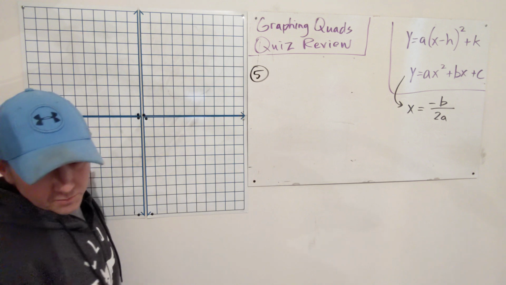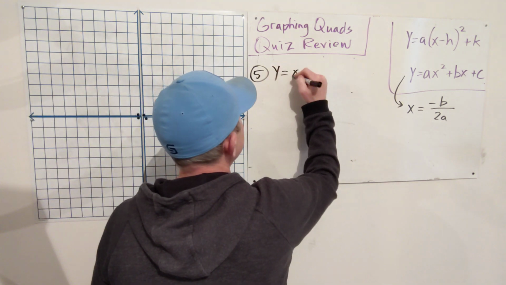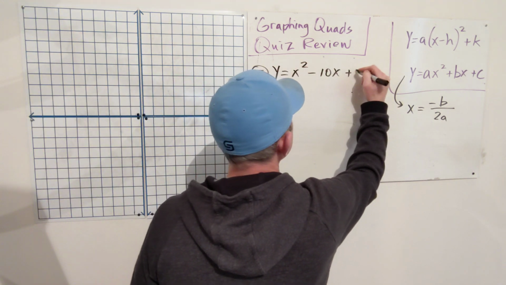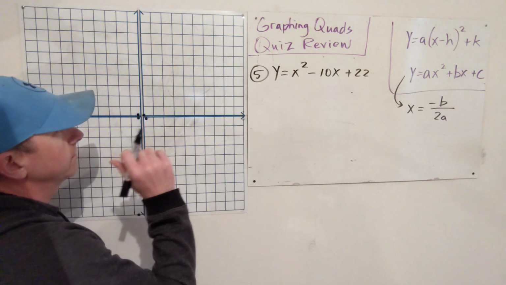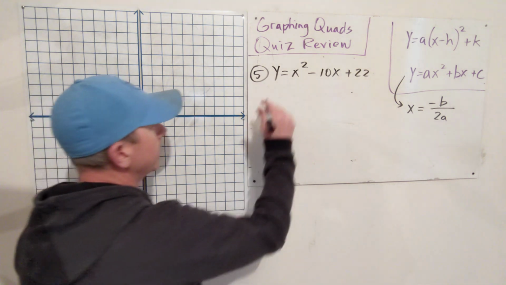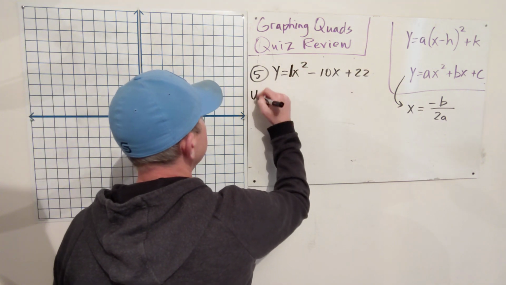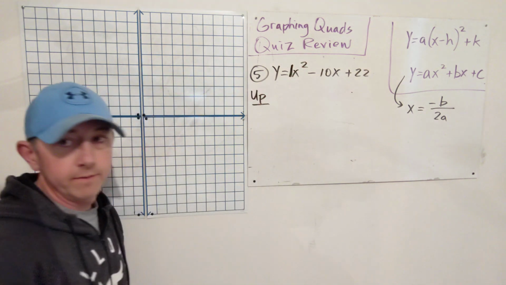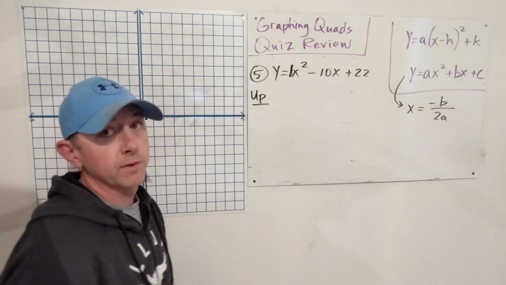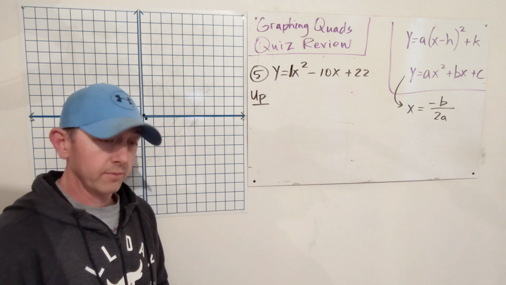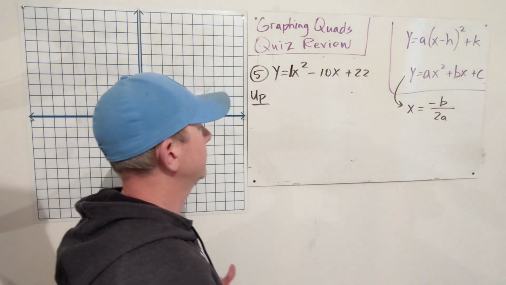Okay, this one is y equals x squared minus 10x plus 22. All right, so on this one, it's not vertex form, but we can decide already this is a positive 1, so it must open up, right? So I can eliminate any answers that open down. Now, if it were negative x squared, you would want the one that opens down, or one of the maybe 2 or 3 that opens down.